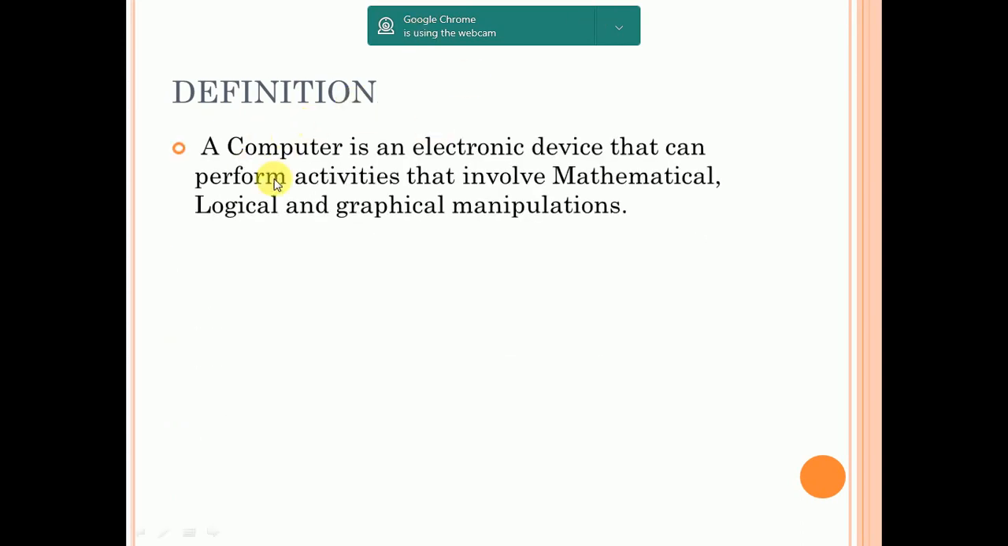Computer is derived from the word compute. Compute means to calculate something. So the definition of computer, just look at this. A computer is an electronic device that can perform activities that involve mathematical, logical and graphical manipulations.